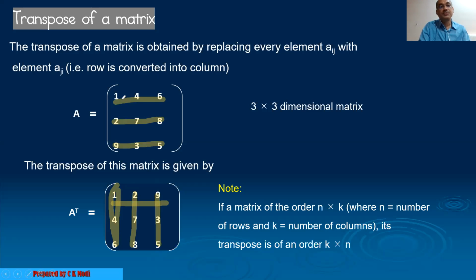So the transpose of a matrix is obtained by replacing every element Aij with element Aji. That means rows are converted into columns. In the original matrix they are situated at the row positions, and now rows are converted into columns. So 1, 4, 6 now becomes a column. That is called the transpose of a matrix.